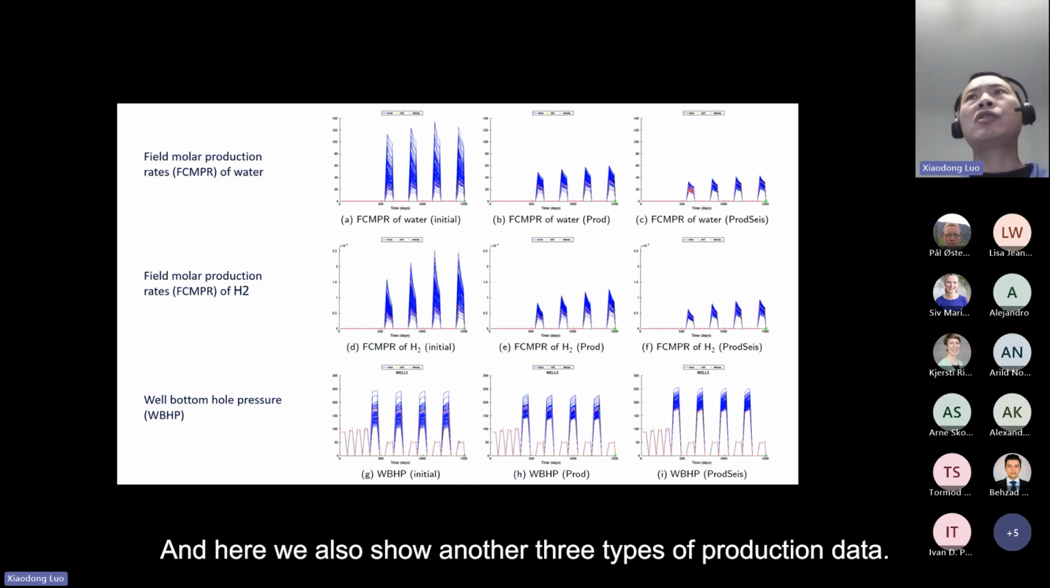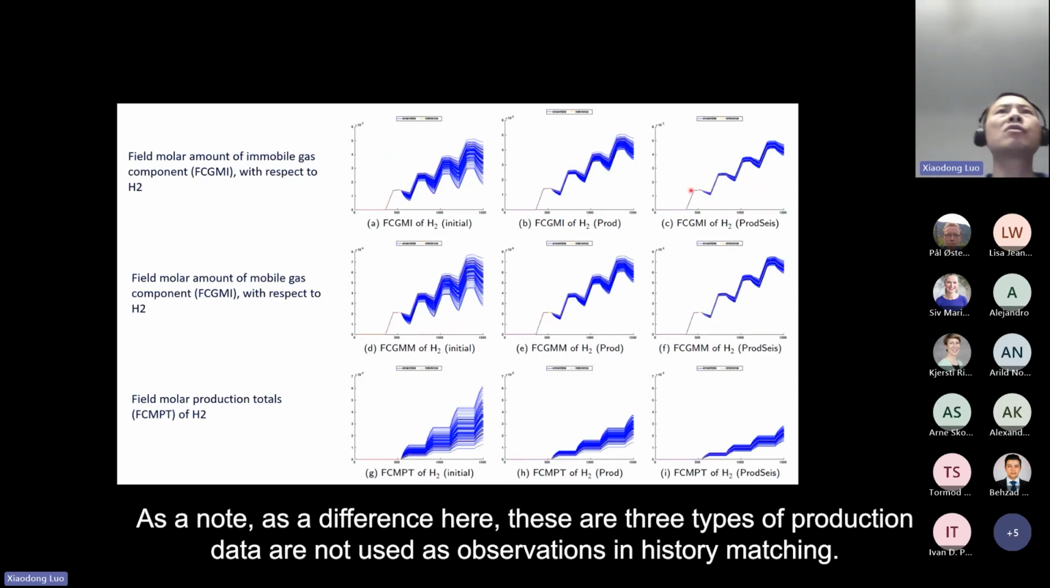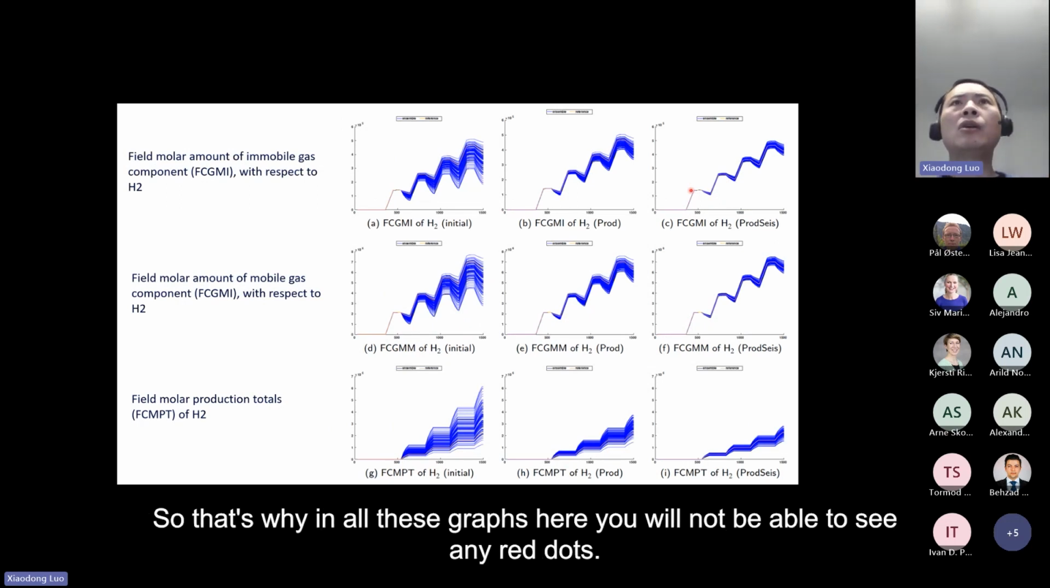And here we also show another 3 types of production data. As a difference, these 3 types of production data are not used as observations in history matching. That's why in all these plots, you will not be able to see any red dots.